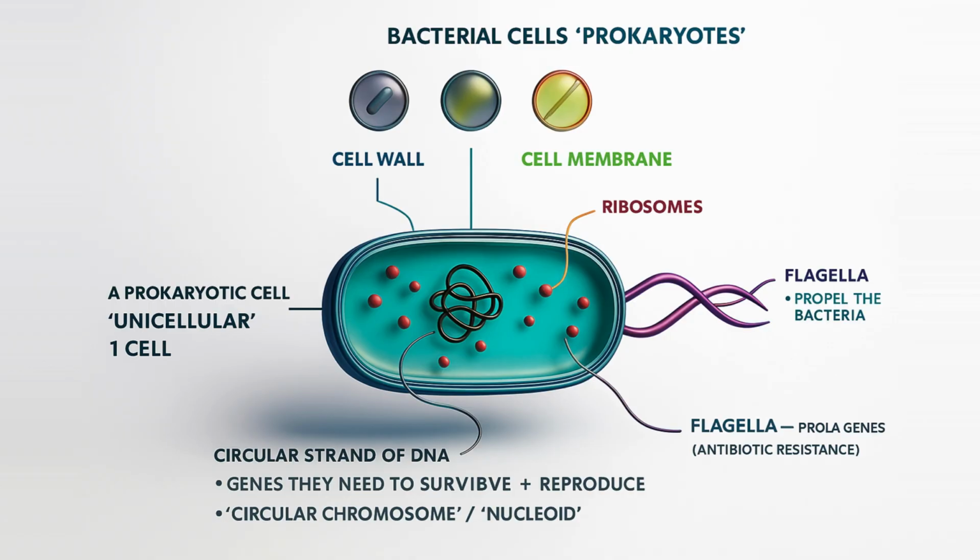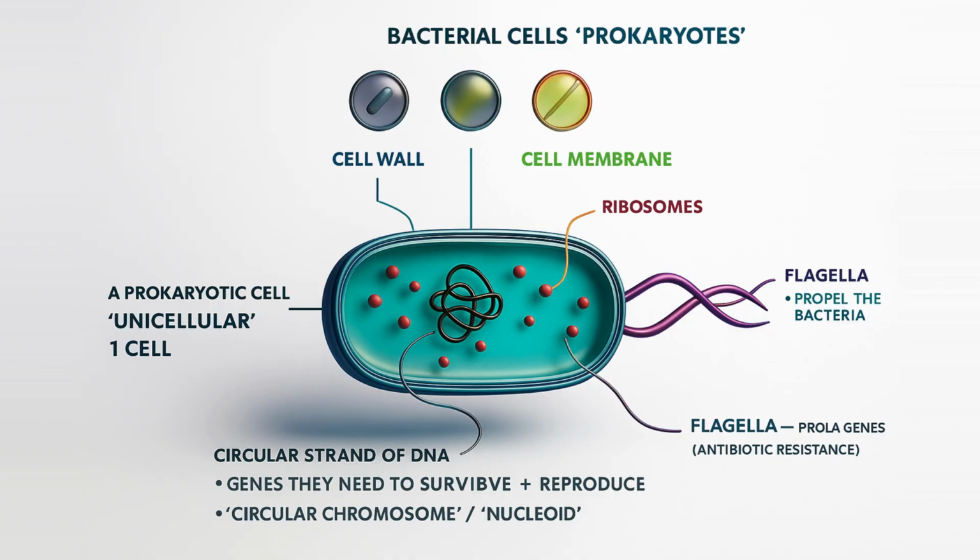Bacteria do contain a cell membrane, a cell wall, cytoplasm, and ribosomes. However, they do not have mitochondria or chloroplasts, and their genetic material is not enclosed in a nucleus. Instead, their DNA exists as a single circular strand that floats freely in the cytoplasm. This loop of genetic material is often called a circular chromosome or a nucleoid, and it contains all the instructions the bacterium needs to survive and reproduce.